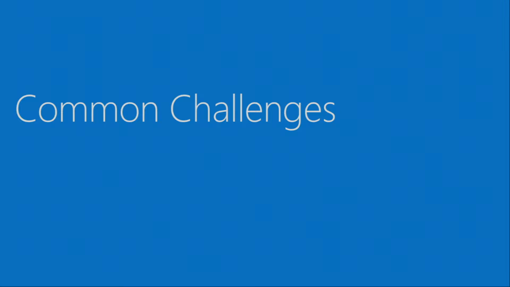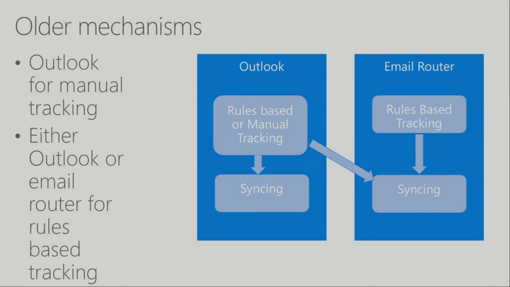But first, set the context of those. What are those challenges that we're aware of? And part of that, to start with, is what are the mechanisms we've had in the past? So the mechanisms that we've been using have been either the Outlook client or the email router up until relatively recently. They were our original mechanisms.